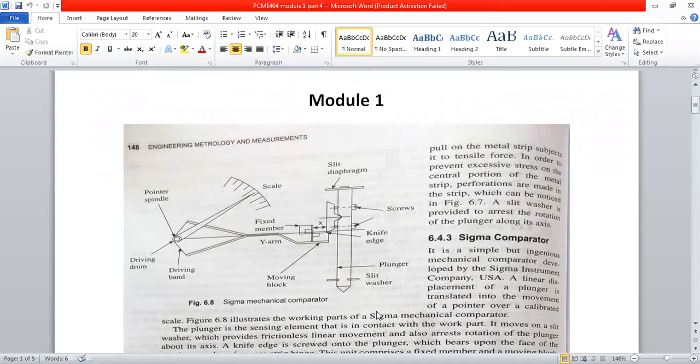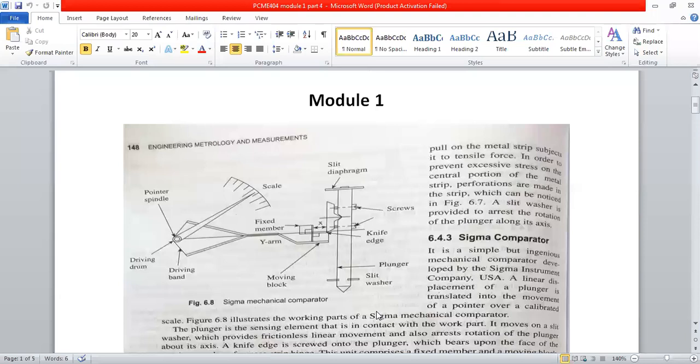What is the working principle of a plunger? Anybody? What do you mean by plunger? It means something which can move in the direction of the displacement. When we can say piston and plunger.